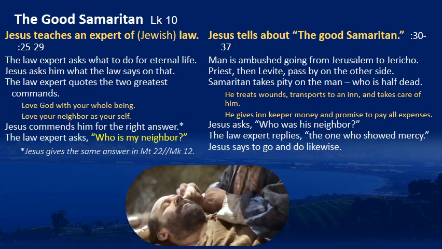So Jesus takes that story and turns it back on the person who is trying to justify himself by saying, who is my neighbor? After telling the story, Jesus says, according to verse 36, which of these three do you think proved to be a neighbor to the man who fell among robbers? He said, the one who showed him mercy. And Jesus said to him, you go and do likewise.